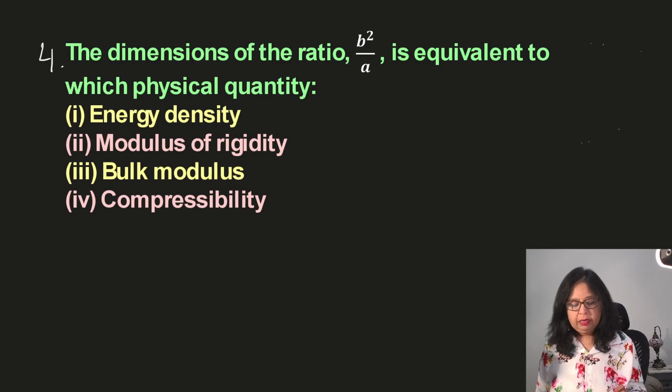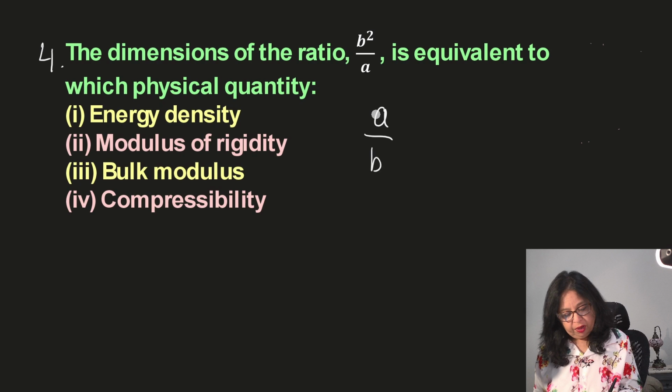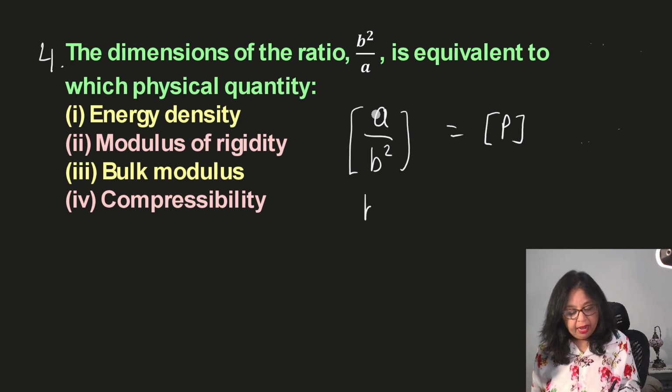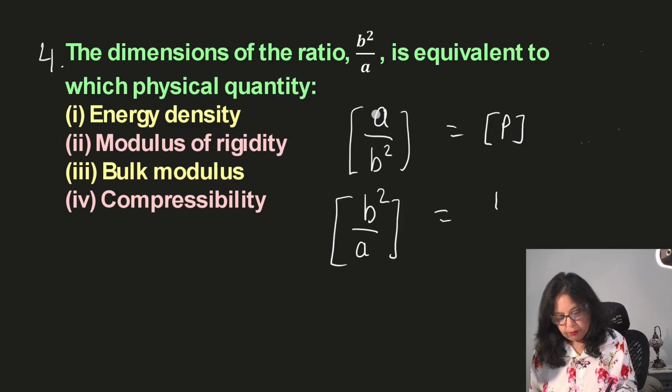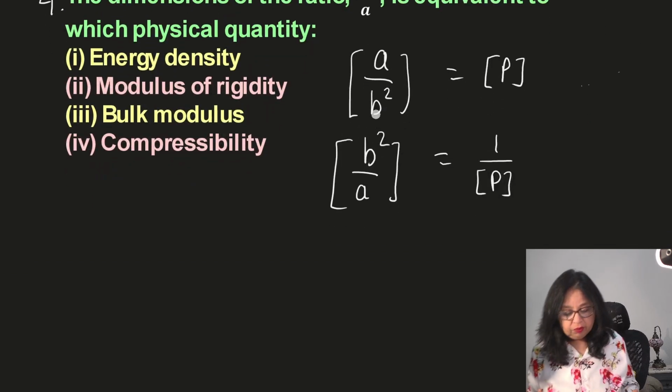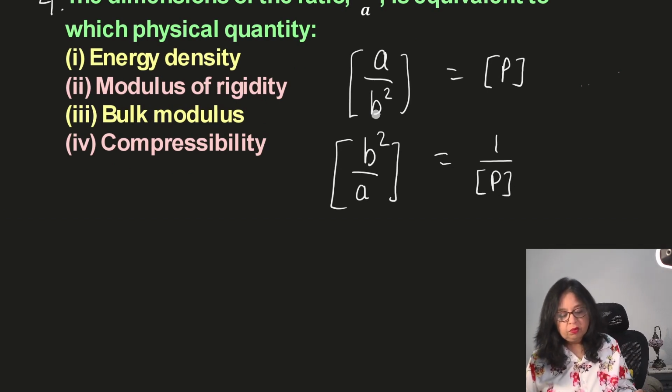Problem number 4. The dimensions of the ratio B squared over A is equivalent to which physical quantity? So in problem number 3, we figured out the dimensions of A over B squared to be pressure. Now in this problem, we're asked about the dimensions of B squared over A. So all I need to do is just flip P. It gives us 1 over P. Dimensions of 1 over pressure is equivalent to energy density, modulus of rigidity, bulk modulus, or compressibility.